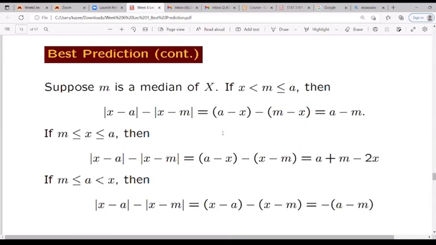Okay, and if M actually lies between X and A, we say M is the median of X. And if M lies between X and A, don't forget here, M is greater than X, but M is less than or equal to A. Now the absolute value of X minus A minus the absolute value of X minus M, we can rewrite that as this. Take a look at this now.